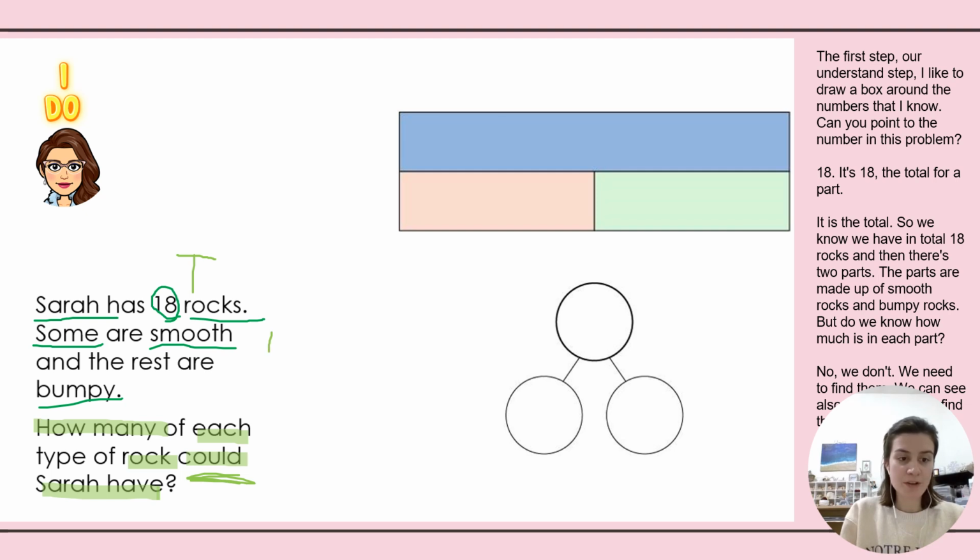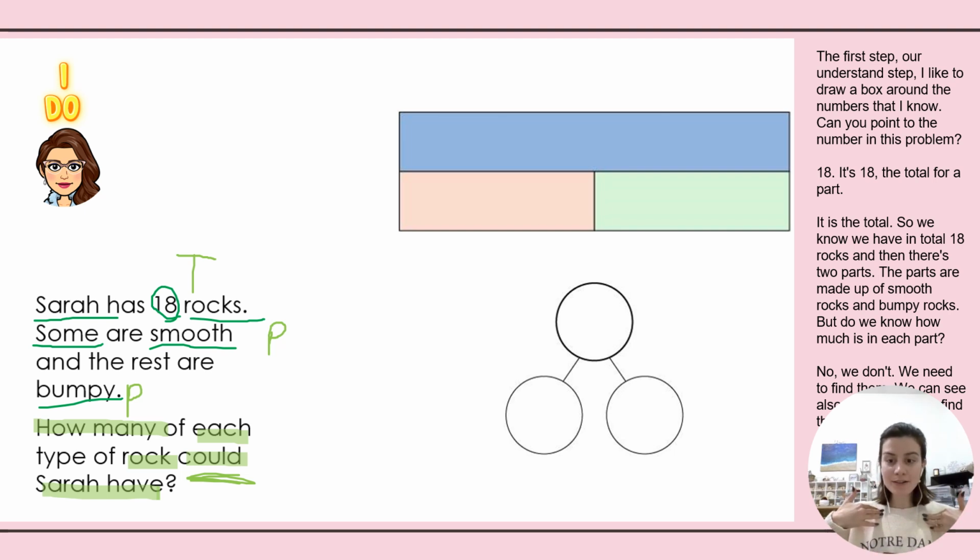I know that some are smooth, one of my parts, and the other part that I have are the bumpy rocks. So 18 rocks total, part of that includes smooth rocks, the rest of that includes bumpy rocks, right? My question is, how many of each type of rock could Sarah have? Which means we can have different answers here, right?